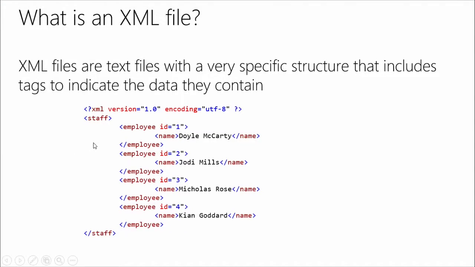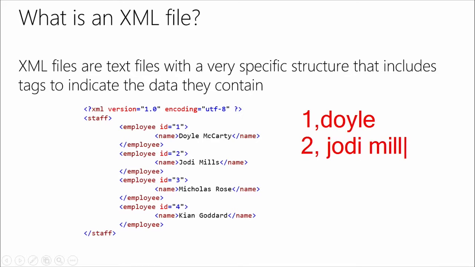So if you take another look at this example XML, now what's neat about this, think back to when we had just a CSV file. If I had a CSV file, this would have just been Doyle McCarthy here, and then Jody Mills. Can't type, apparently. Apparently I should be drinking caffeine. If I had done it that way, this is what it would look like in a CSV file.